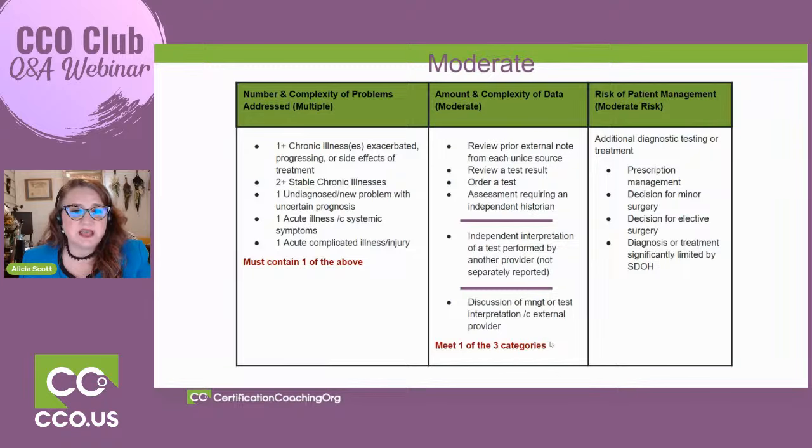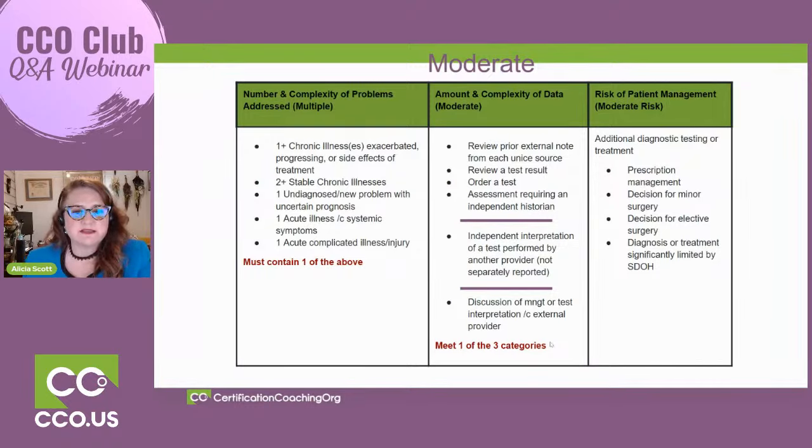How about review a test result? Now, reviewing and ordering a test. You can review a test result, but you don't get a point for reviewing a test result that you've already ordered. If you order a test, that includes reviewing that test result. This becomes a problem when you have tests ordered by a provider, and then they take credit for reviewing it, and then another provider reviews it, and wants to take credit for it. So be careful with that.